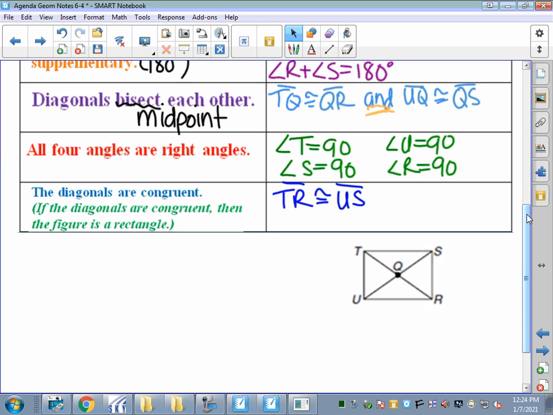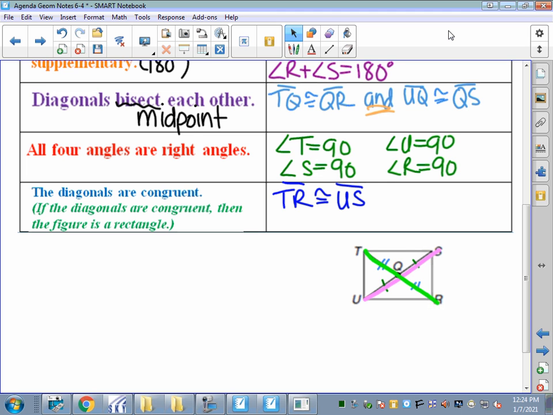Therefore, if they cut each other in half, what do you know about all 4 of those parts? If this is congruent to this, and TQ and QR are congruent, but the whole segment US is the same length as the segment TR, I'm hoping that you're noticing right now that all 4 of those little chopped up pieces will be congruent to each other. That could come in handy later on.